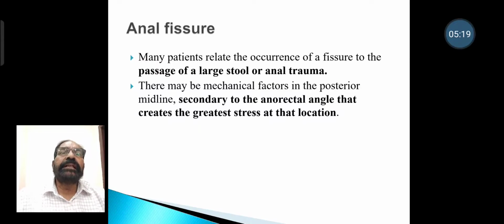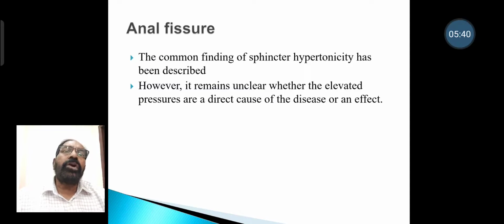Many patients relate the occurrence of fissure to the passage of a hard stool or anal trauma. There may be mechanical factors in the posterior midline secondary to the anorectal angle that creates greatest stress at that location. The common finding of sphincter hypertonicity has been described. However, it remains unclear whether the elevated pressures are the direct cause of the disease or an effect.